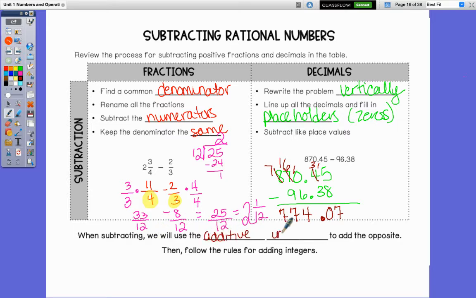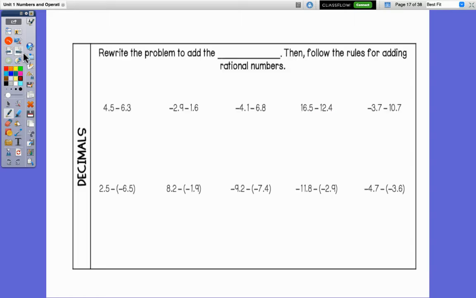When subtracting, we will use the additive inverse to add the opposite. Additive inverse. Then follow the rules for adding integers. So let's take a look. Rewrite the problem to add the opposite and then follow the rules for adding rational numbers.